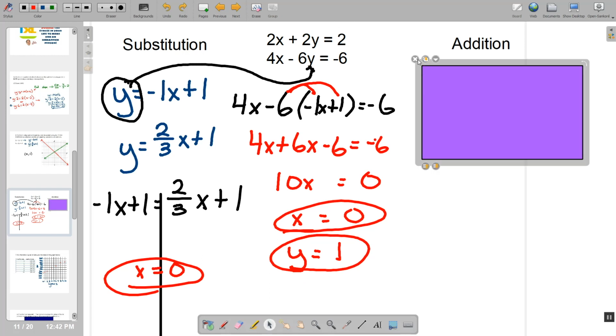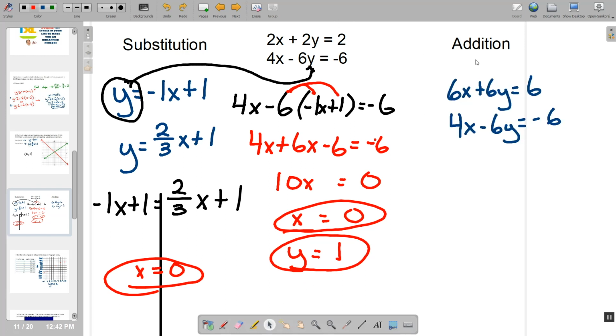Our last step would be the addition or the elimination method. I did the top equation times 3 to get this equation right here. I then just add the equations together, and I get 10x equals 0, and now I have the exact same thing that I had here. So the rest of this equation is going to look exactly like what we've been doing before.